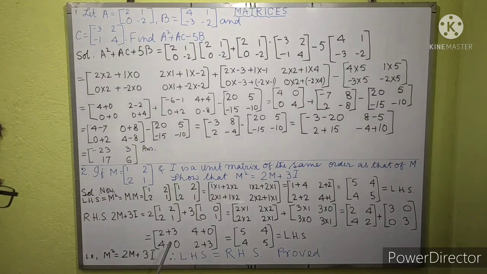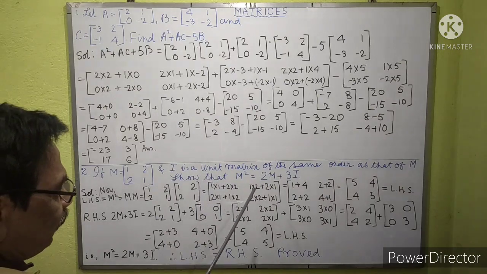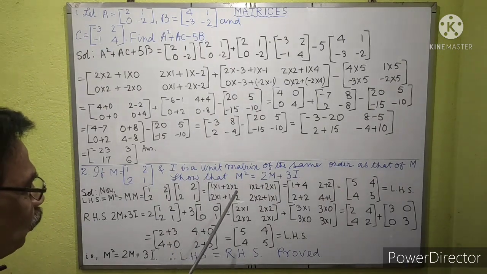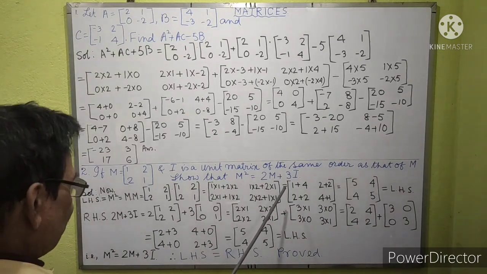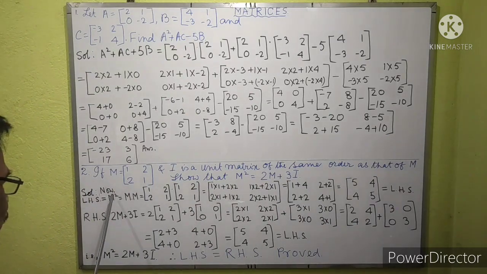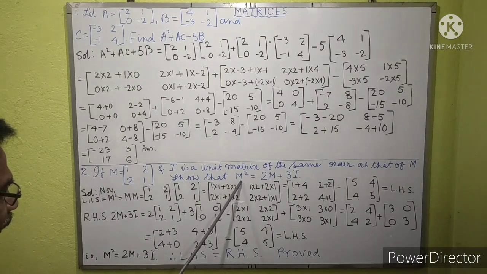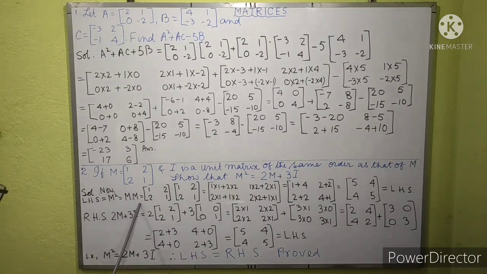The second question is also from the multiplication of matrix. If M equal to [1, 2; 2, 1], and I is the unit matrix of the same order, that is 2 by 2 as that of M, so that M square equal to 2M plus 3I. Now this is left hand side, this is right hand side. For left hand side, it is M square. M square equal to M into M.